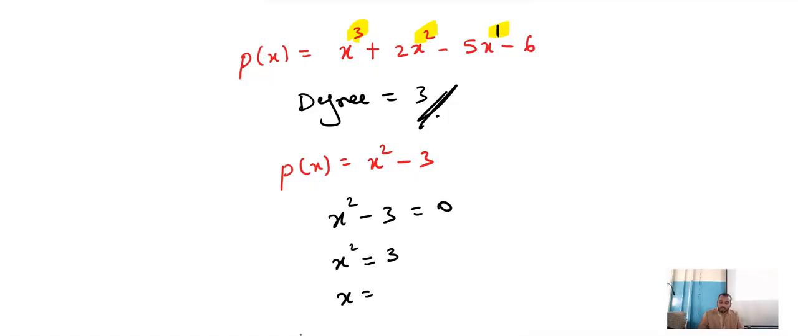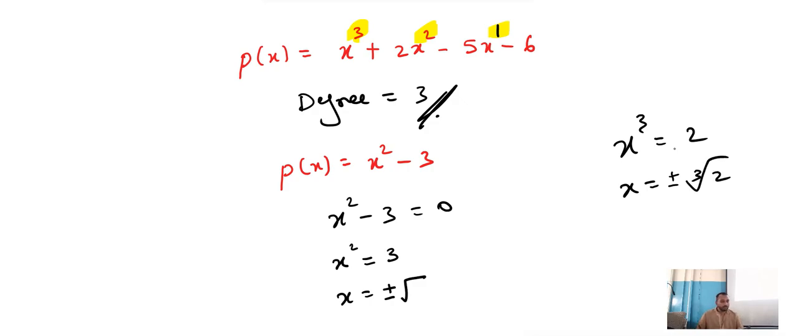Now x equals, square comes to the other side as plus or minus square root. If it is a whole cube, plus or minus cube root. Understood? Example: if x cube is equal to 2, then x equals, cube comes this side, plus or minus cube root of 2.